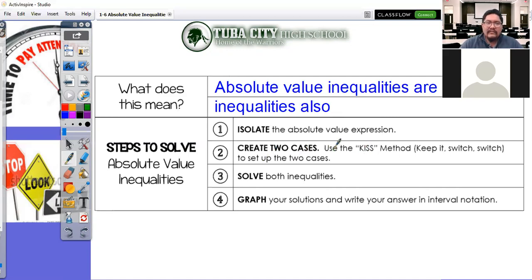So there's 2 cases because, well, there's a positive case and a negative case, just like we saw in the last example where we had the 4 and the 7, right? You can pick the negative one as well. So we use this, what we call KISS, which stands for keep it and switch for those 2 cases. Then we would solve both sides, both inequalities, and then graph it and put the answer in interval notation. So those are the steps that we would have. And again, these steps are not way different than anything we've done before. In fact, it's kind of the same.